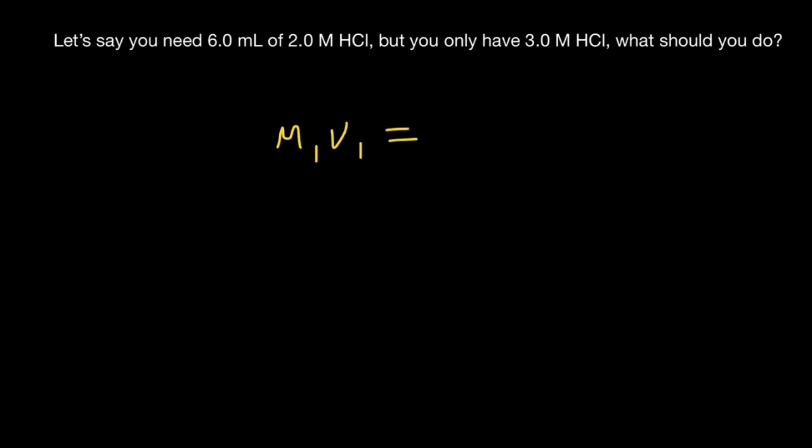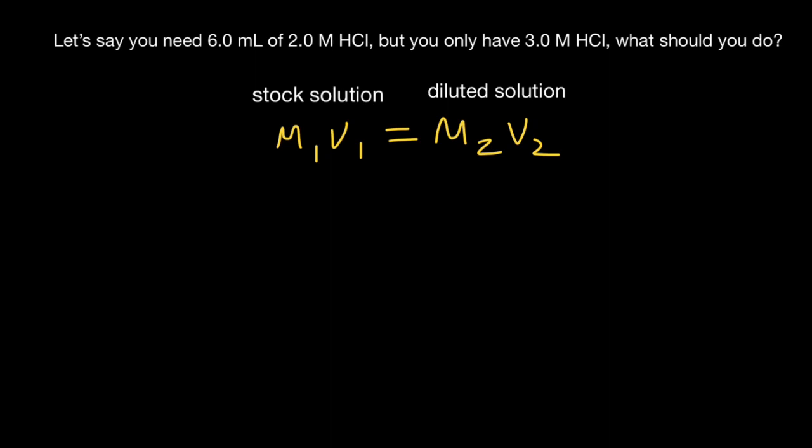M1V1 equals M2V2. And M here stands for the molarity or concentration, and V stands for the volume. The same is here, but on the left part we have a stock solution, on the right part we have diluted solution. Stock solution is concentrated solution that will be diluted to lower concentration for actual use.